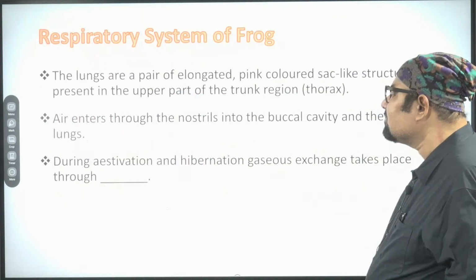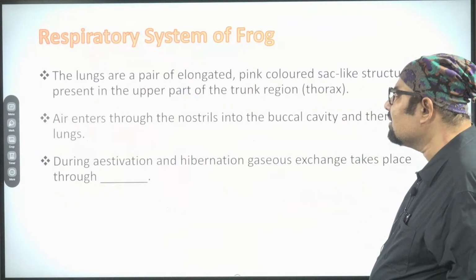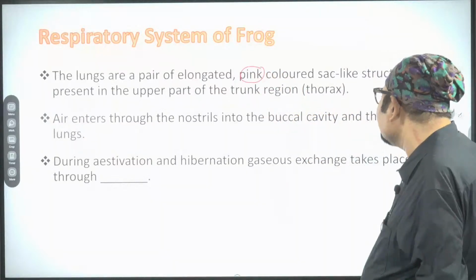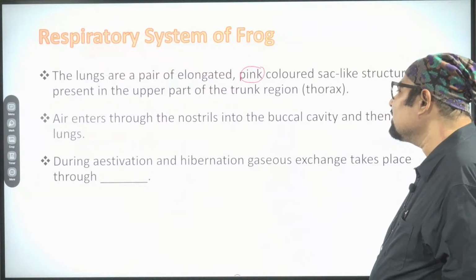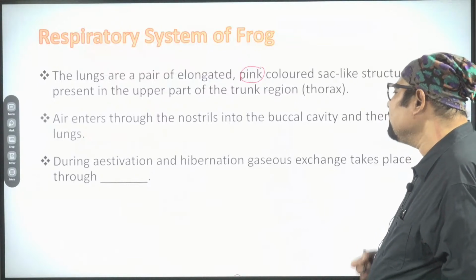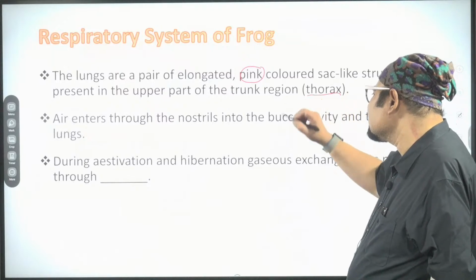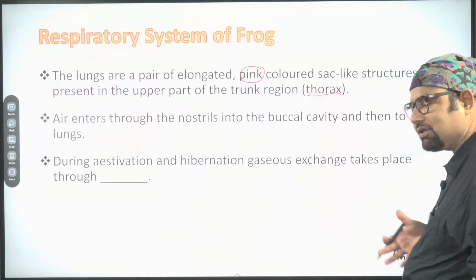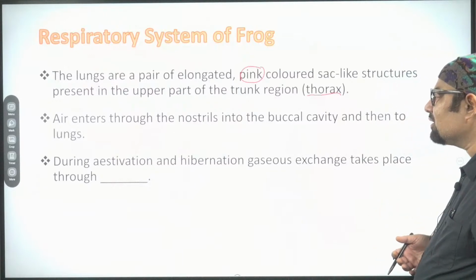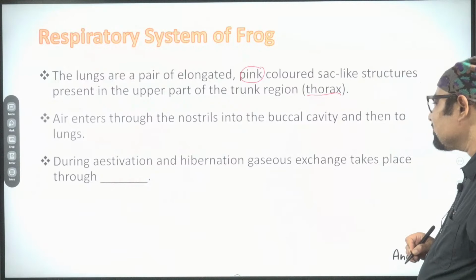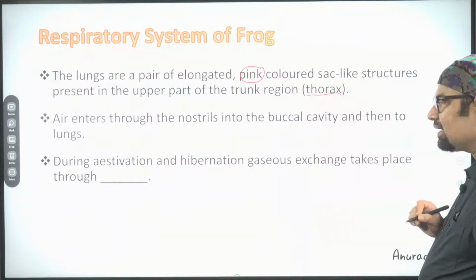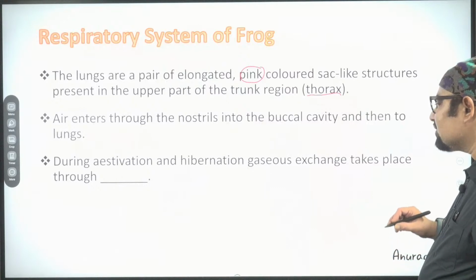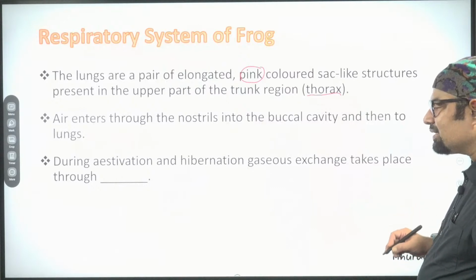Respiratory system: the lungs are a pair of elongated, pink-colored, sac-like structures present in the upper part of the trunk region. The upper part of the trunk is the thorax, but thorax and abdomen are not internally separated. Air enters through the nostrils into the buccal cavity and then is pressurized, compressed into the lungs.